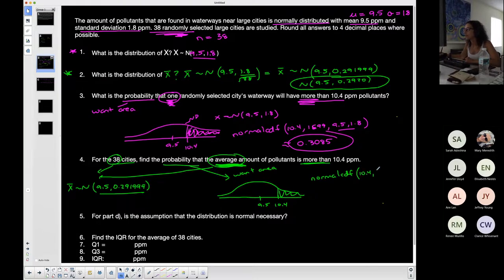My upper bound is still either 1E99 or a large positive number. My mean and my standard deviation is now coming from whatever distribution I'm on, but this particular case is 9.5 and then 0.291999. Okay, this part is matching this part. You see what changed? Not a lot has changed from last week, but one thing has changed.